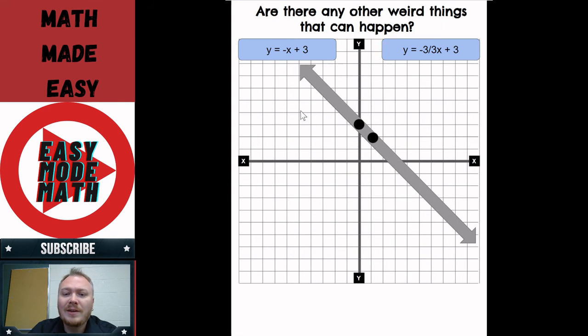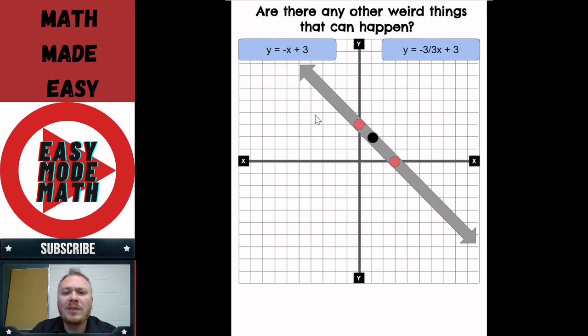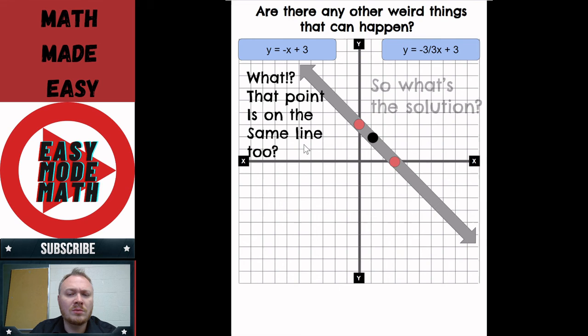Draw your line. Now, we're going to start at that same point again, and it's on the same line. But that's okay. It does happen. So no big deal there, okay? So we'll move on to the next point. And that's weird. That point is also on the line. Down 3 over 3. That one's on the same line too.